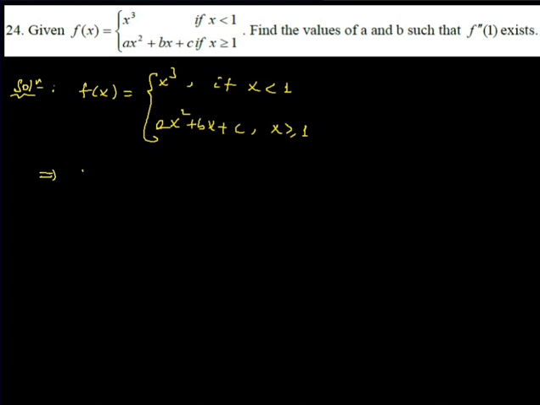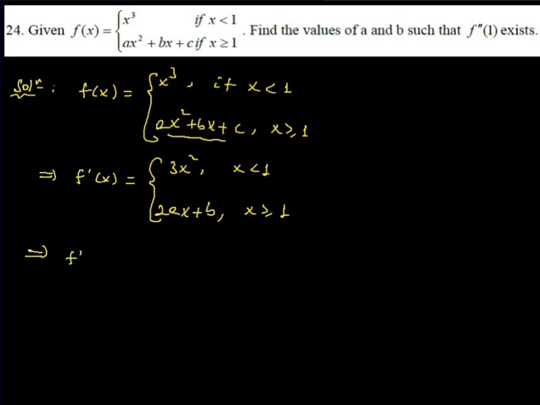So its first derivative will look like 3x squared. This works for x less than 1, and the derivative of the quadratic is 2ax plus b for x greater than or equals to 1. The second derivative of this function will be 6x for x less than 1, and 2a for x greater than or equals to 1. This is the second derivative. The question is find the value of a and b where the second derivative at 1 exists.